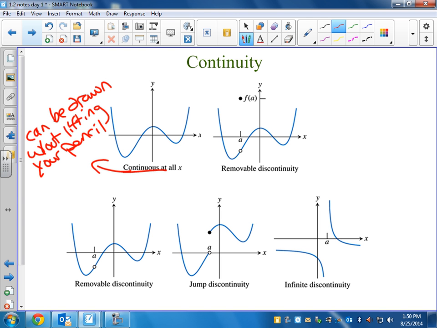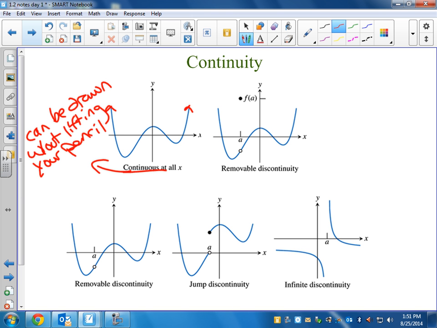If you can draw a graph without picking your pencil up, then it's continuous. So we're going to pretend that there's arrows on this. This is continuous from negative infinity to infinity because it is a nice smooth curve. And the short way to say that is I could draw that graph without lifting my pencil. If you have to lift your pencil for any reason, it's not continuous.